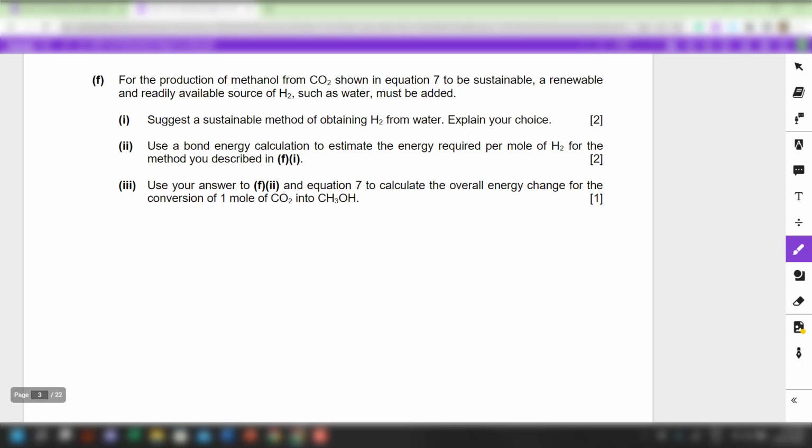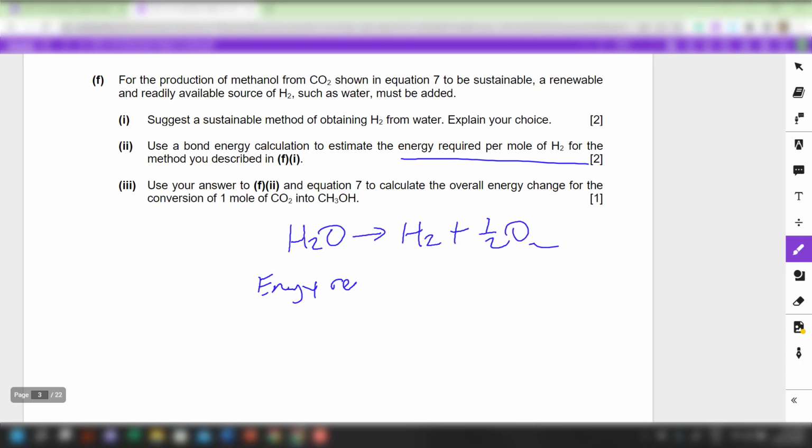And then use a bond energy calculation to estimate the energy required per mole of H2 for the method you described in F1. First of all, we need to be able to write out a balanced equation, and in the process I get H2 plus half O2. Then the energy required per mole of H2: this is simply what are we breaking here? We are breaking 2 OH sigma bonds, so that will be 2 times 460, which is endothermic breakage.